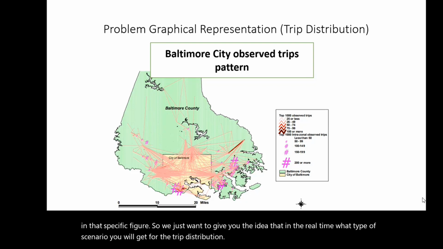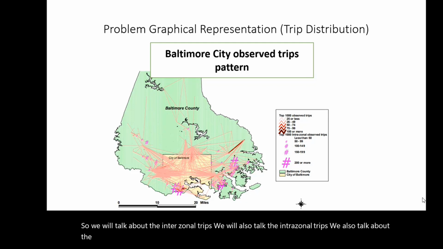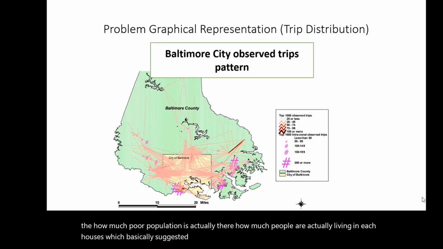So we will talk about the interzonal trips. We will also talk about the intrazonal trips. We also talk about how much population is there, how many people are living in each house, which basically suggests the intra-community trips, which also states the movement from one zone to another zone, as you can see here in the Baltimore example.